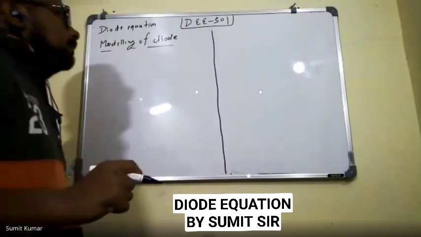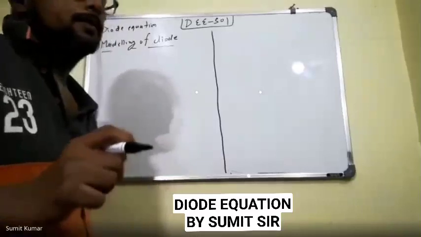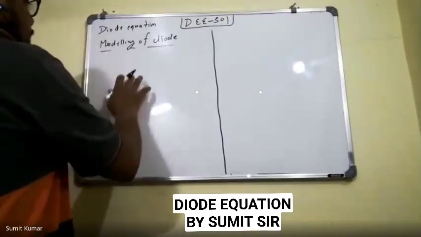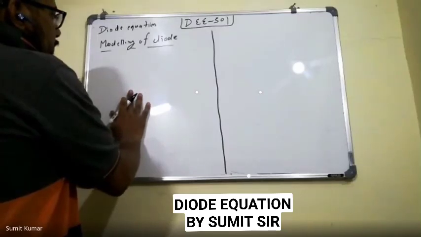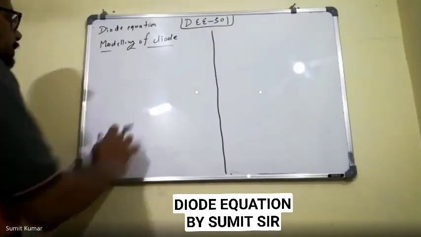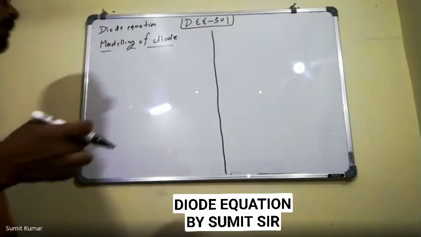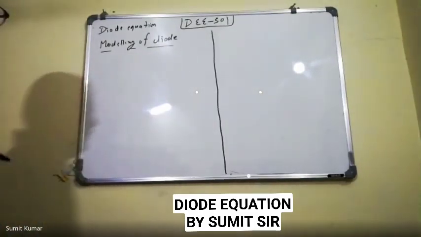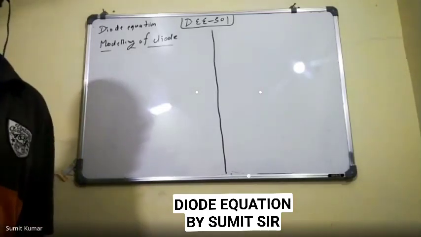Welcome everyone. This is TW301 Basic Electronics, and in this lecture we will discuss the diode equation and the modeling of diode. And we will also try to understand why the modeling of diode is required. Why can't we use the diode equation for the purpose of circuit analysis?